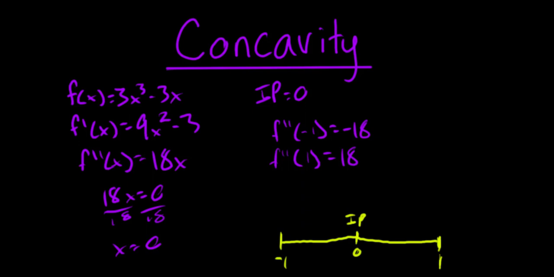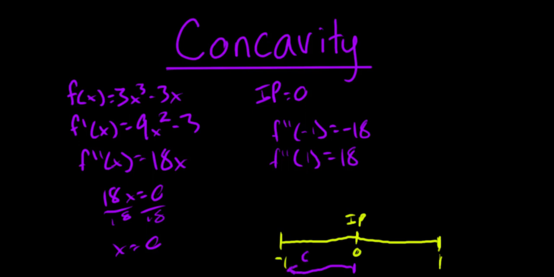And if you plug in any number to the right of 0, you're going to get a positive number. If you plug in any number to the left of 0 on the number line, you're going to get a negative number. So what does this mean? It means if we have a negative number on that interval, it is concave down. So from the left of 0, but not including 0, from right here on forever, we're going to be concave down.